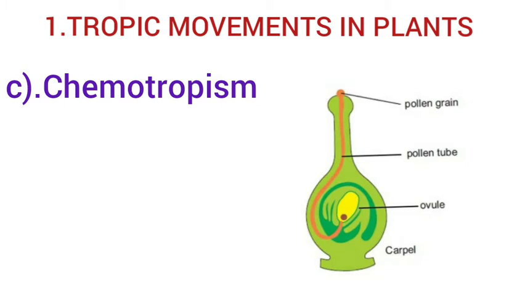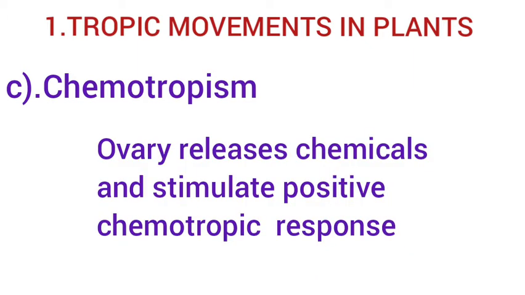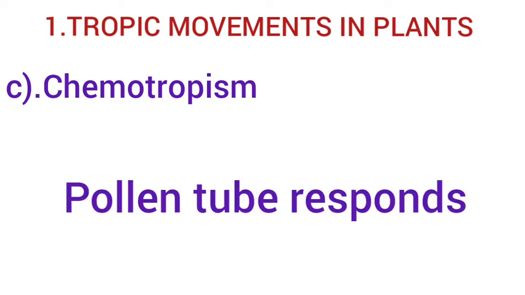Pollen, which contains the male gametophyte, is transferred to another plant via pollinating agents. If it is compatible, it will germinate and begin to grow. The ovary of the plant releases chemicals that stimulate a positive chemotropic response from the developing pollen tube. In response, the tube develops a defined tip growth area that promotes directional growth and elongation of the pollen tube.